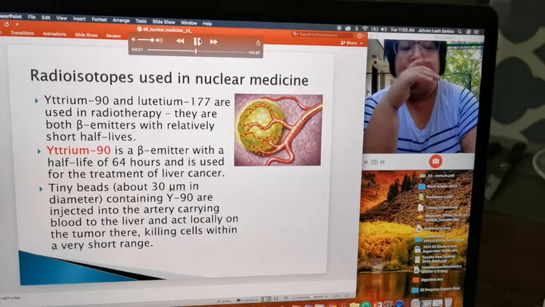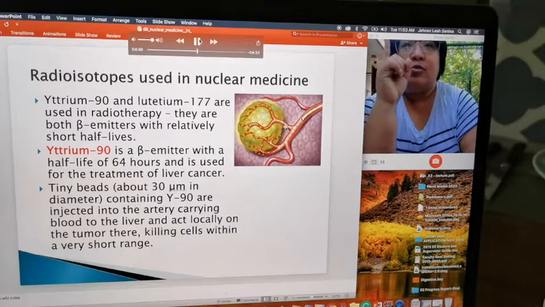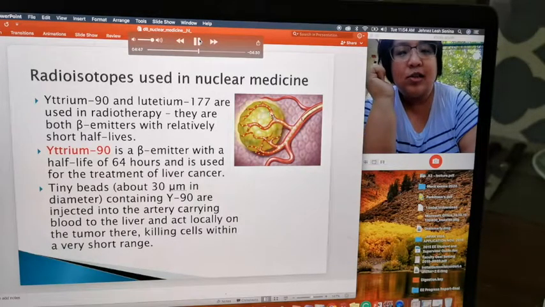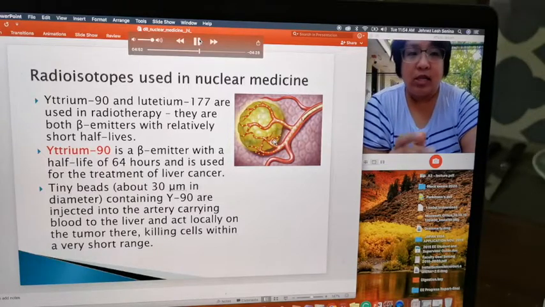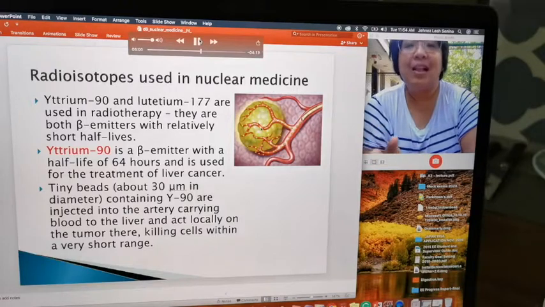Now, in the liver, the blood vessels supplying blood to cancer cells are very small. So these tiny beads containing yttrium-90 are able to go into this location. Once it's there, yttrium-90 will disintegrate and emit beta radiation. As it emits beta radiation, the radiation is strong enough to kill the cancer cell.